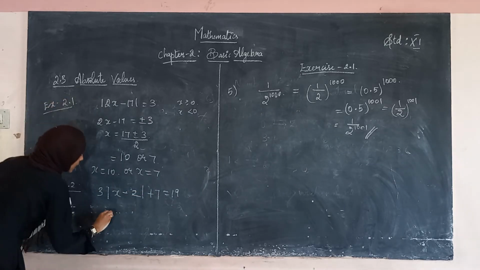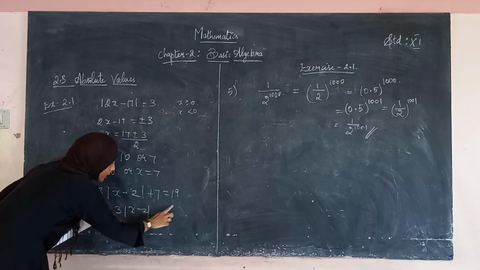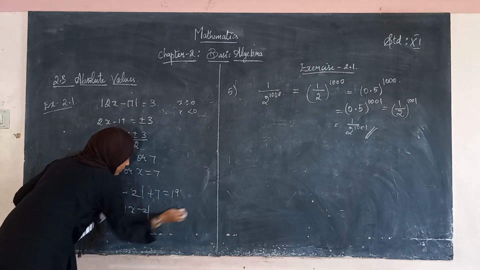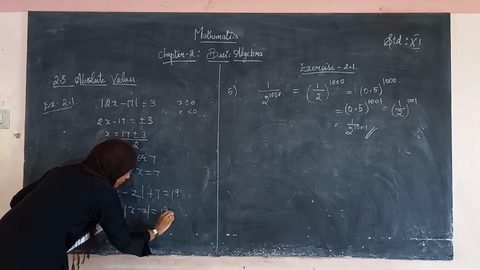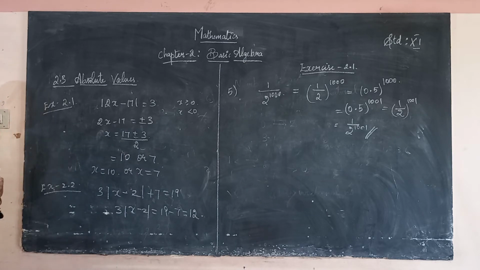Let us take 3 into modulus x minus 2 this side. When this plus 7 goes this side, it becomes minus 7. 19 minus 7 is 12.